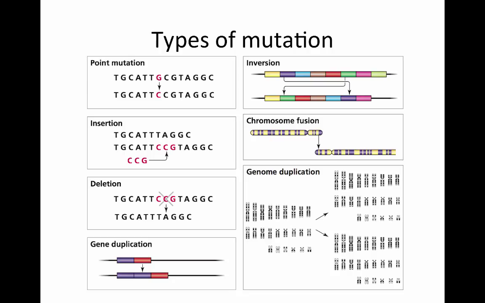Secondly, we have duplications of the whole genome. So this can happen in a couple of different phases of meiosis, either during meiosis 1, if the two homologous pairs don't separate properly, or during meiosis 2, if the two chromatids don't separate properly. You can get a doubling of the number of chromosomes in the gametes, and this can lead to genome duplication.